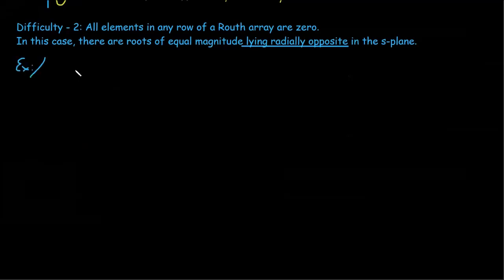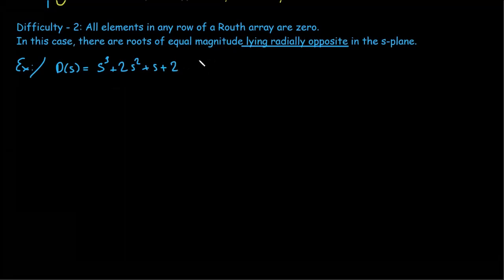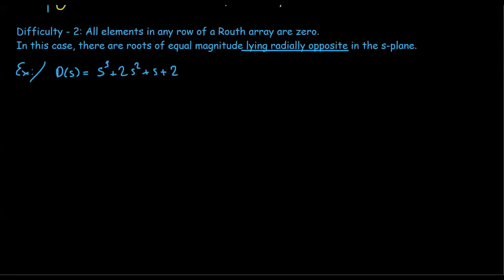Example: suppose we have a characteristic polynomial as follows, which is the denominator of a closed loop transfer function. Let it be s cubed plus 2s squared plus s plus 2. We would like to find if the system is stable or not. So let's start constructing our Routh array. I will start from the highest order term, which is s cubed, and then write down s squared, s to the power 1, s to the power 0.